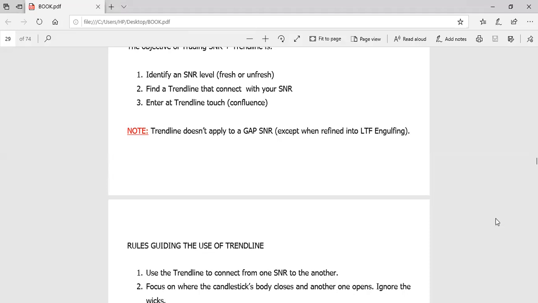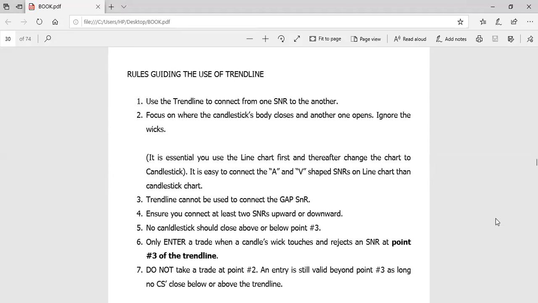Rules guiding the use of trendline. Use trendline to connect from one SNR to another. Focus on where the candlestick body closes and another one opens. Ignore the wicks, please. It's essential you use the line chart first. We have done that in the introduction of how to mark the SNR level. I'm just adding more to it here. Trendline cannot be used to connect the gap SNR.